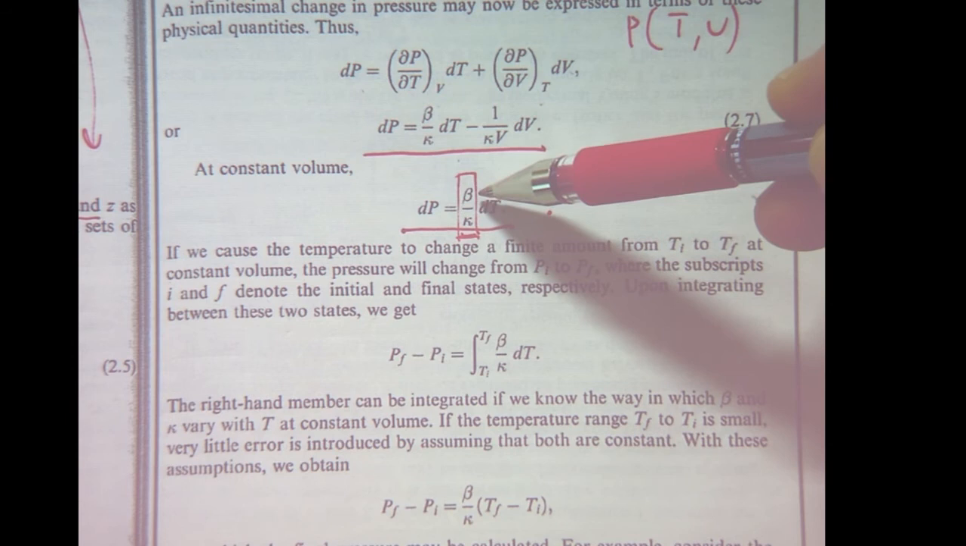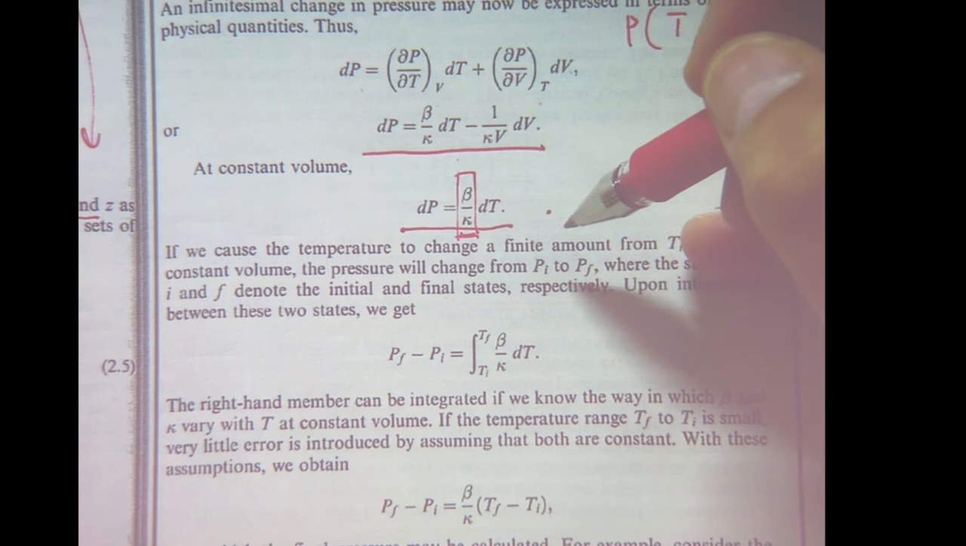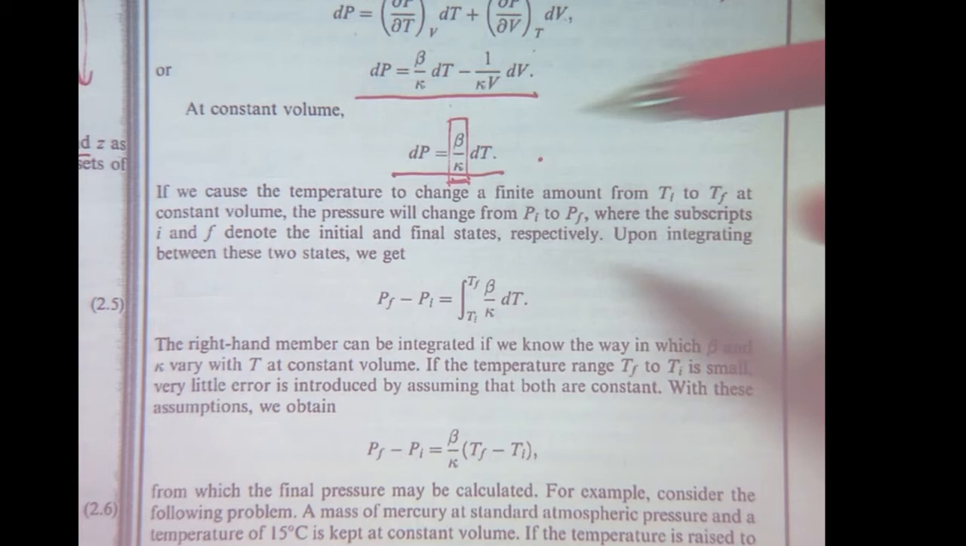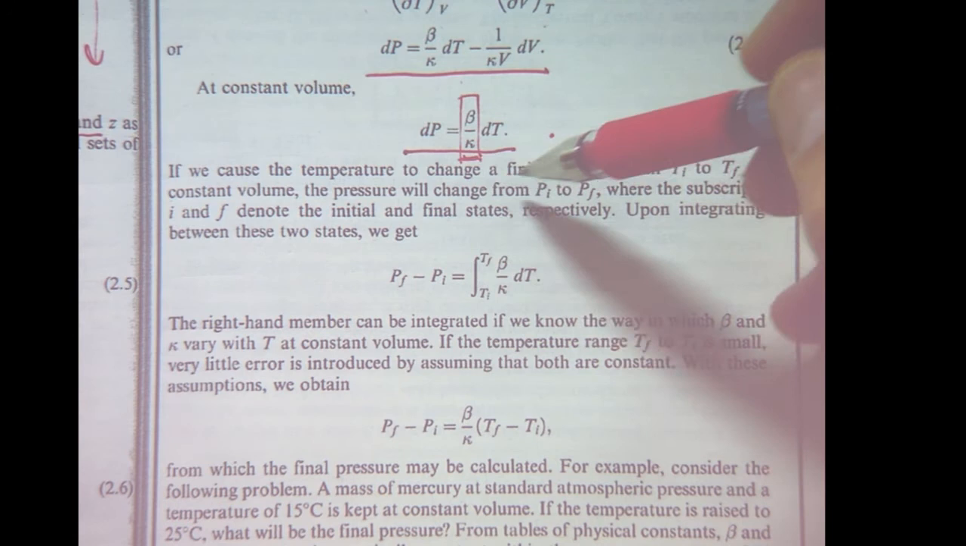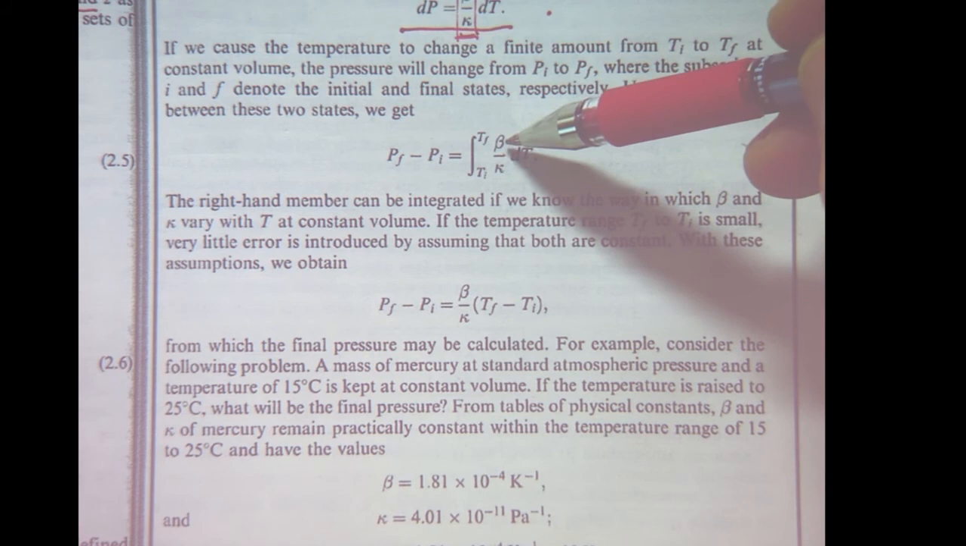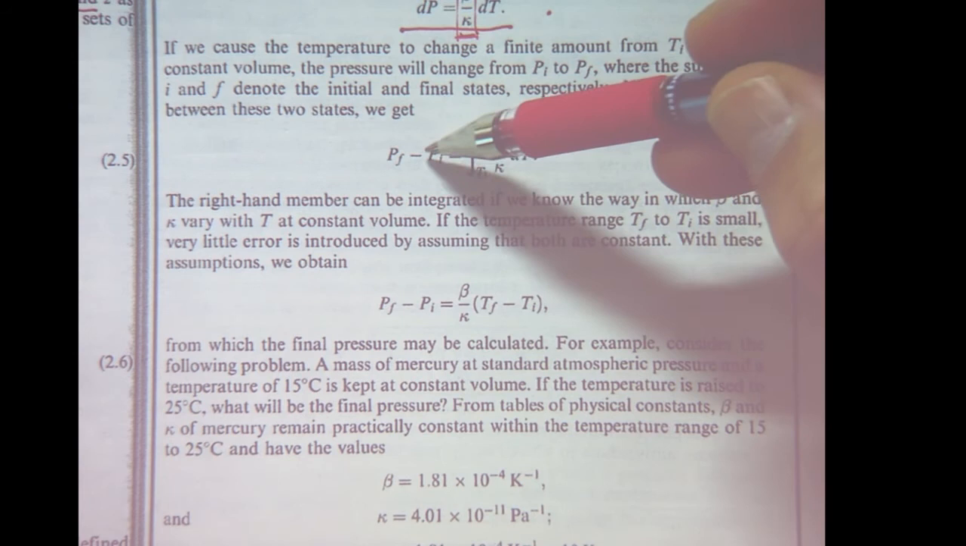So we're saying you are in a temperature range where beta and kappa don't change much. You cause the temperature to change by heating it a bit. It has to be at constant volume, so it has to be heat. And then the pressure is going to change, and by how much? You do an integral. You integrate the function beta on kappa with respect to the temperature, over the temperature range, and that will give you the change in pressure, delta P.